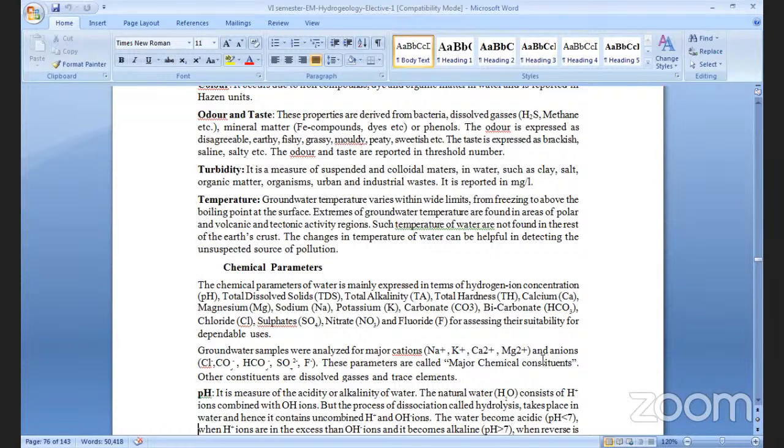Here, the temperature we can find if it is in a polar region, or volcanic and tectonic activity regions, then it is different. Such water temperatures are not found in the rest of the Earth's crust. The changes in the temperature of the water can be helpful in detecting the unsuspected source of pollution.